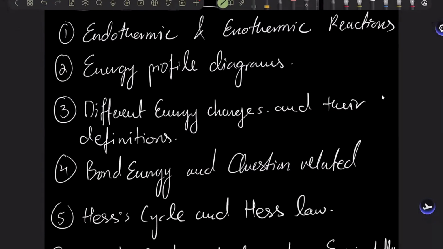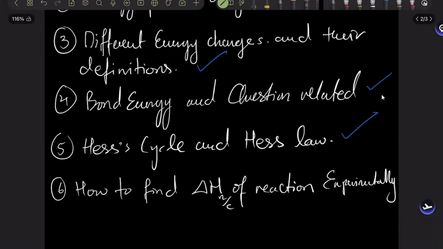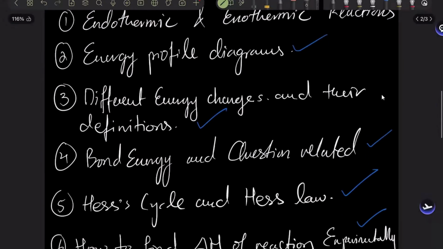And the most important topics from an MCQ point of view: energy profile diagrams are very important. From an MCQ point of view and theory point of view, the definitions and energy changes are very important. Then bond energy, and questions related, mostly the questions asked are theory related. Then Hess's law and Hess's cycle, you'll find a fixed question for this in every single past paper. And then there's this, which is included in moles, whenever they ask a question about enthalpy change, and whenever there is a question about experimentally finding it. Okay, so these are the main topics that we have to cover in this chapter.